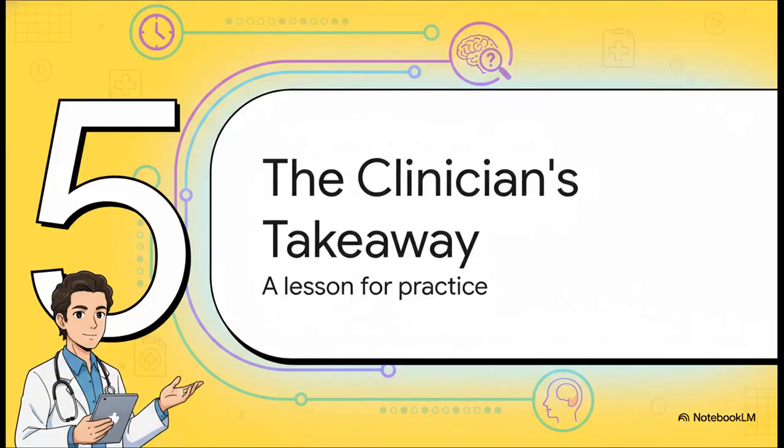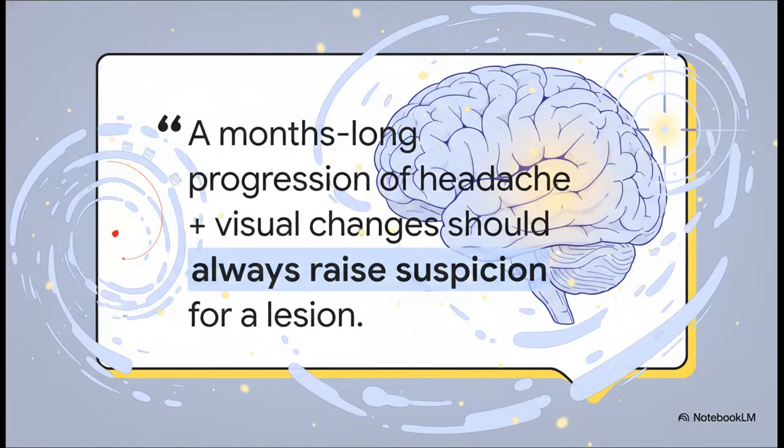So we've gone through our investigation, we've identified our culprit, we've checked the alibis. So what's the big takeaway here? What's the key lesson from this whole case that you can actually use in the real world? Here it is. This is the clinical pearl you want to put in your pocket. A months-long progression of a headache plus visual changes should always make you suspicious of a space-occupying lesion inside the skull, especially when there are no signs of trauma or infection. That is the crucial thing to remember.